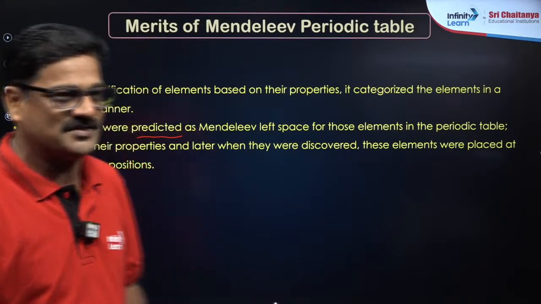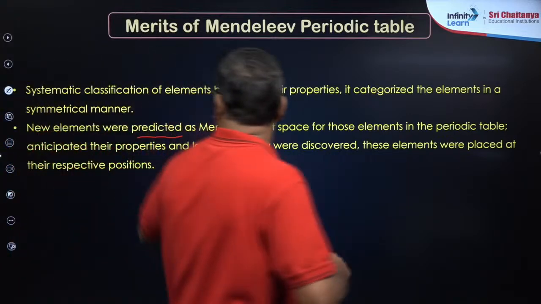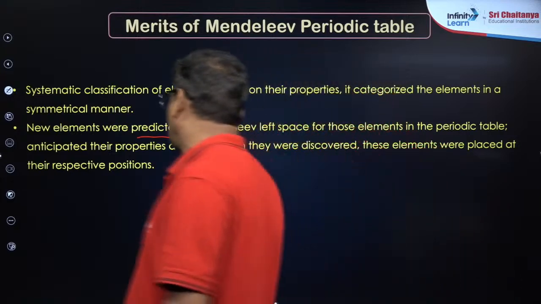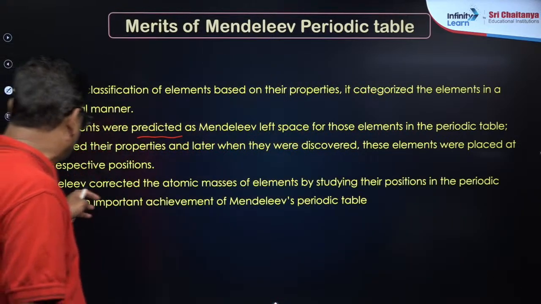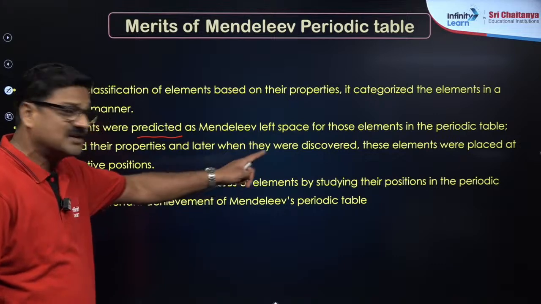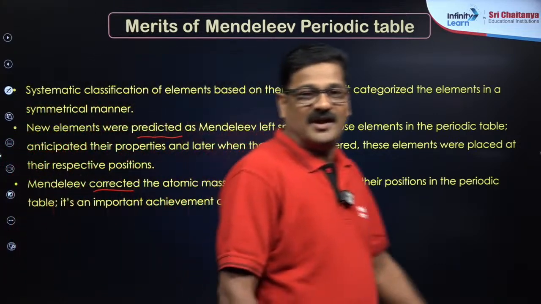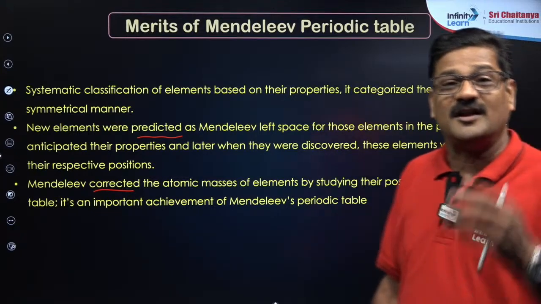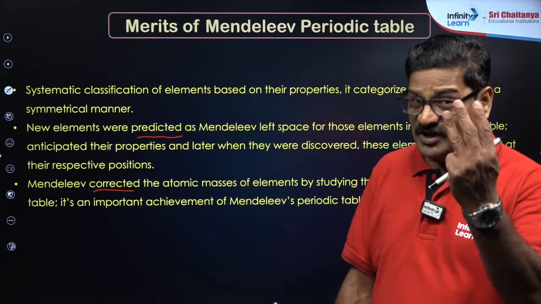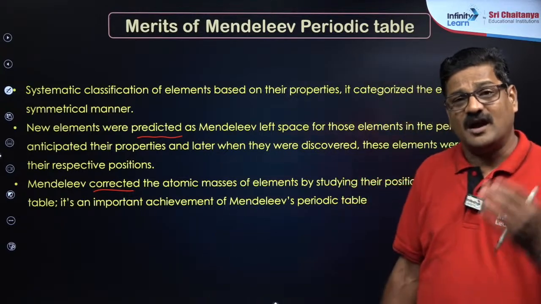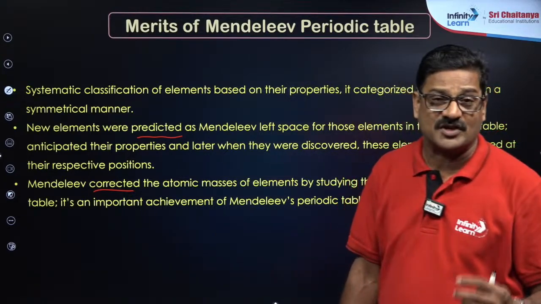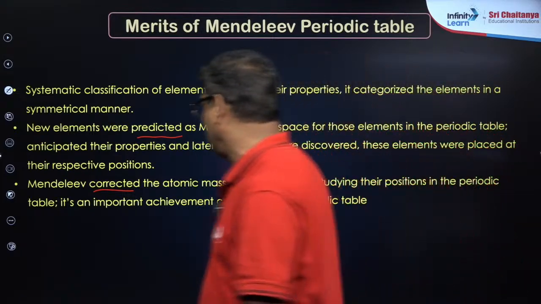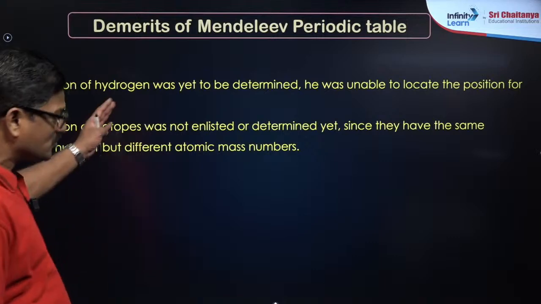Anyway, let us talk about the merits of periodic classification given by Mendeleev. Mendeleev corrected the atomic mass of certain elements like beryllium, and he corrected the valency of beryllium also. The valency of beryllium was previously thought to be 3. He corrected it based on the oxide and the chloride, made the valency of beryllium 2, and then calculated the atomic weight. That is very important. And there are demerits also.